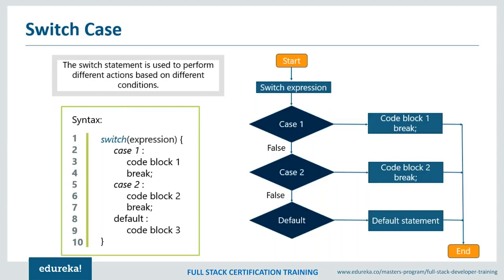Now, how does this work? What happens is the expression within this switch statement is evaluated once. After that, the value of the expression is compared with the value of each of the cases. So if there is a match, the associated block will get executed. If the value of this expression and the value of this case are the same, then this code block will be executed. Okay. Let's try this with an example.